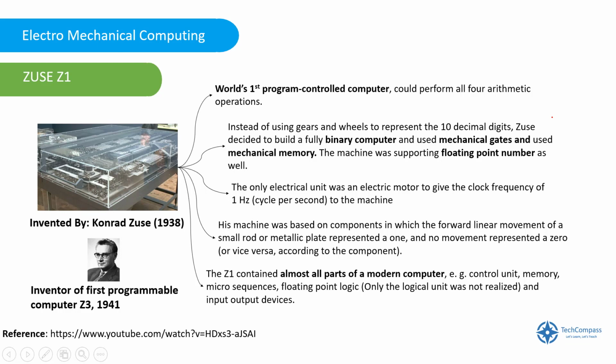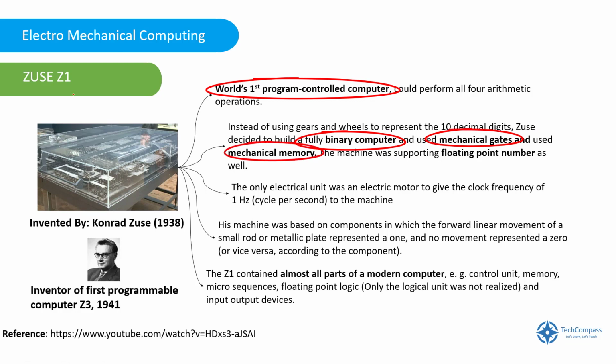Z1, world's first program controlled computer, could perform all four arithmetic operations. Instead of using gears and wheels to represent the 10 decimal digits, Zuse decided to build a fully binary computer and used mechanical gates and mechanical memory. The machine was supporting floating point numbers as well.